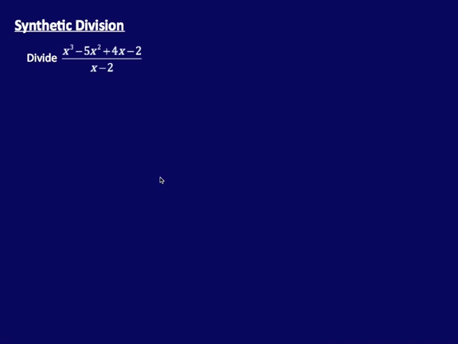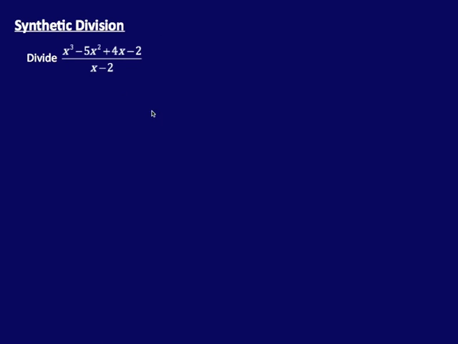Another way we can divide polynomials is by something called synthetic division. Now this only works if we're dividing by a binomial. In this case we're dividing by x minus 2, so synthetic division can work. Synthetic division uses the coefficients of every term in the polynomial.